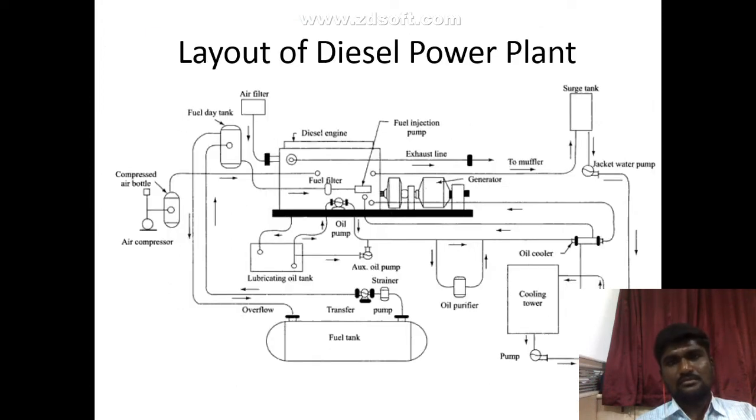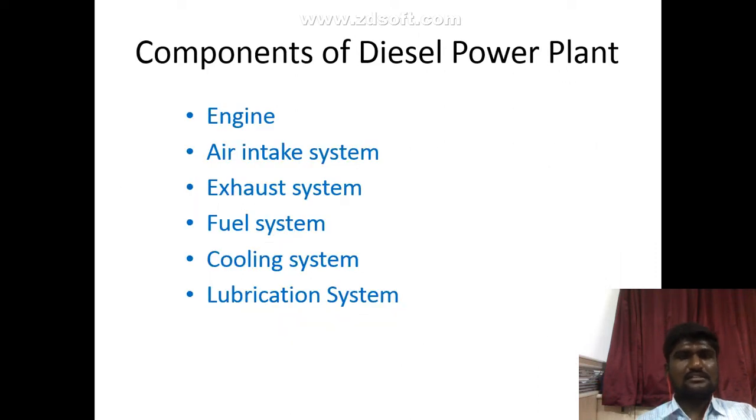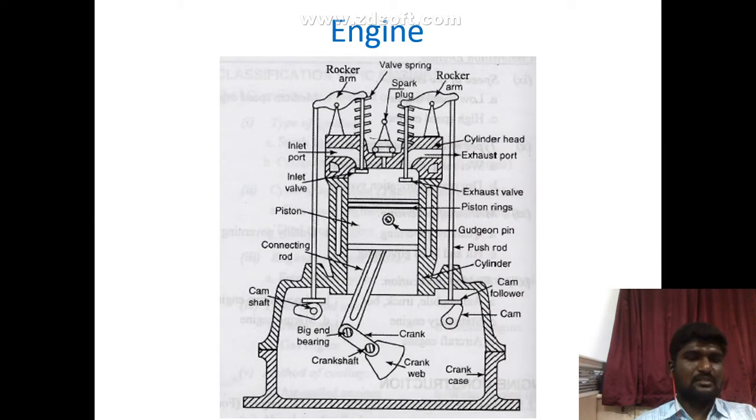So this is one of the general layouts of the diesel power plant, right? These are all the components of diesel power plants: engine, air intake system, exhaust system, fuel system, cooling system, and lubrication system. So what is meant by engine? Engine is the main component of the diesel power plant, which develops the required amount of power.